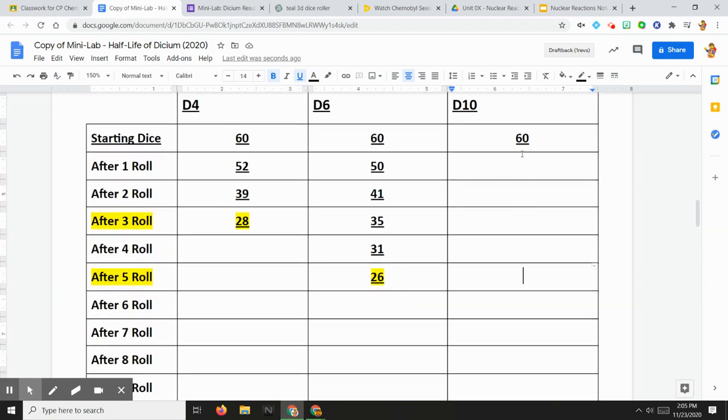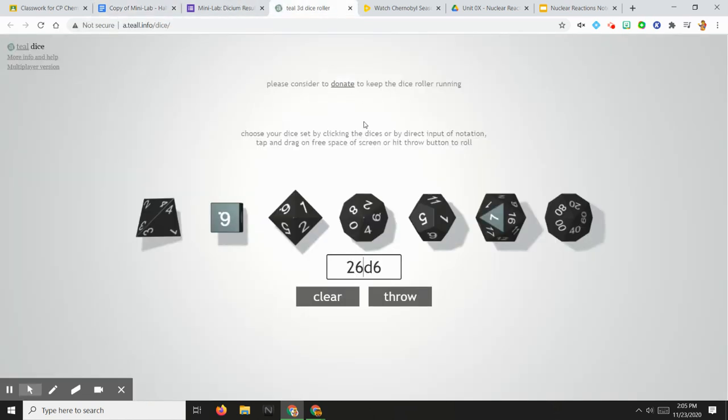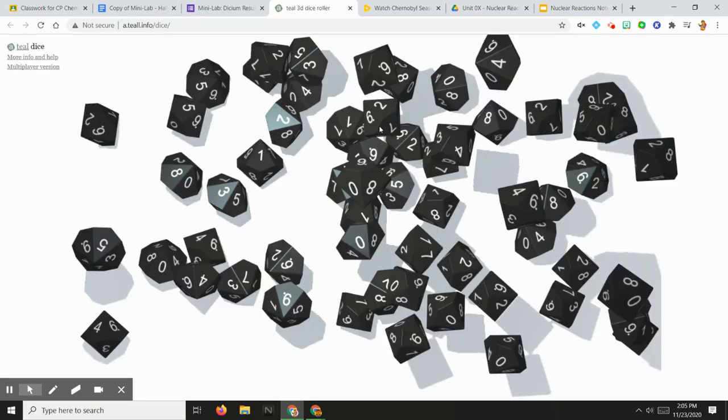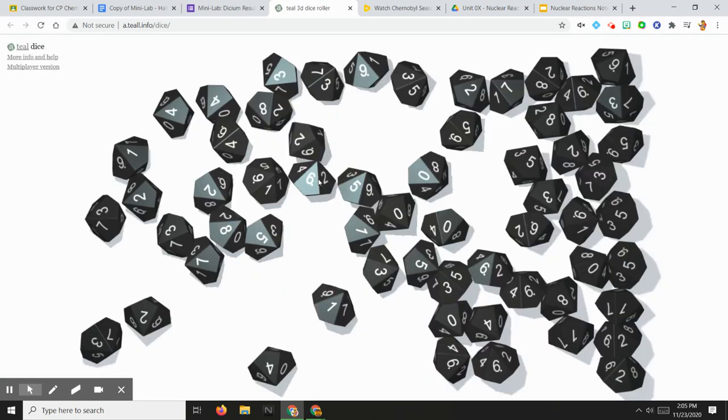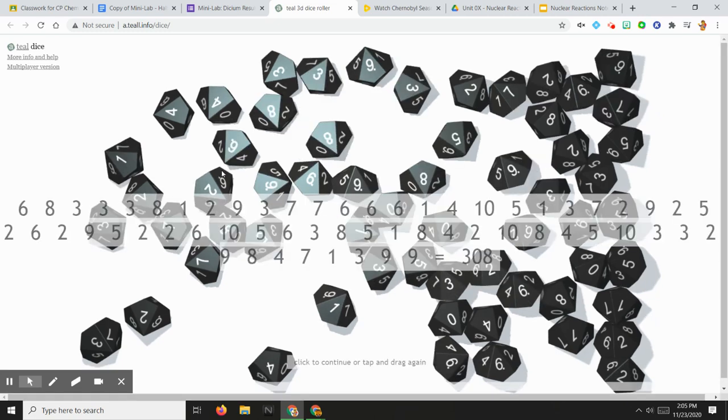Let's do D10. Here I go. All right, so I'm going to do 60 D10s. Let's hope I don't freeze my computer. Let's see what happens. Okay, 60 D10s. What do we got? Ah, okay, here we go.